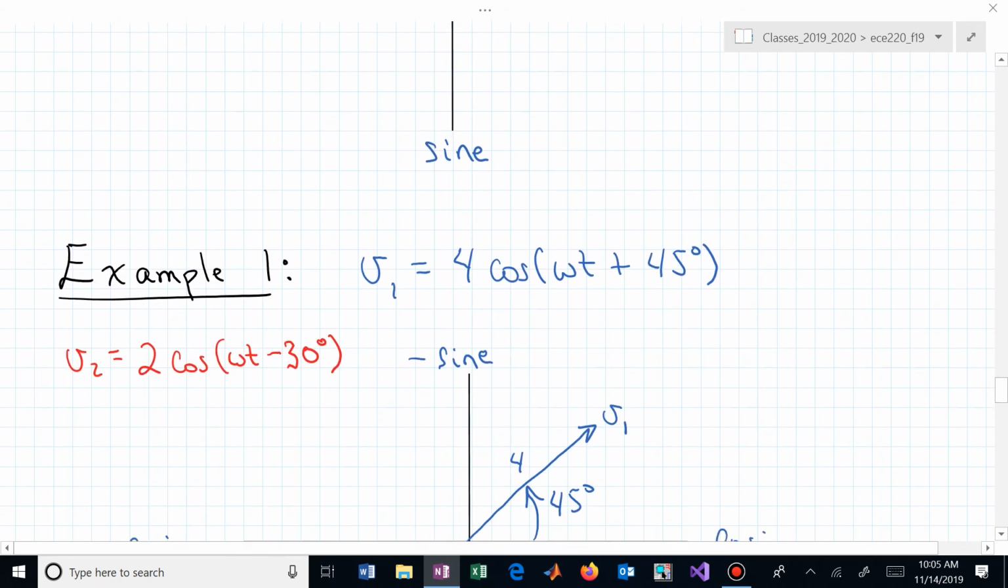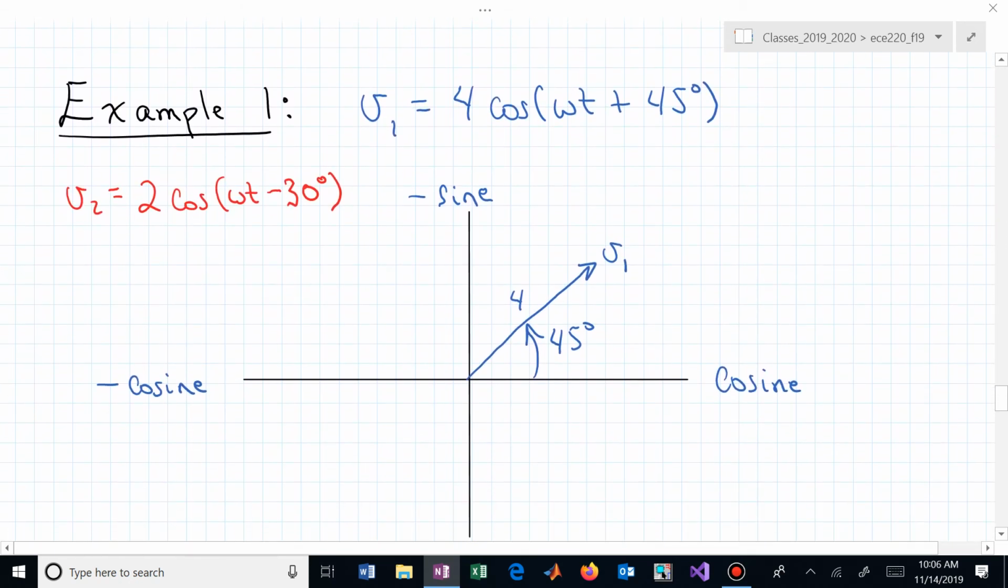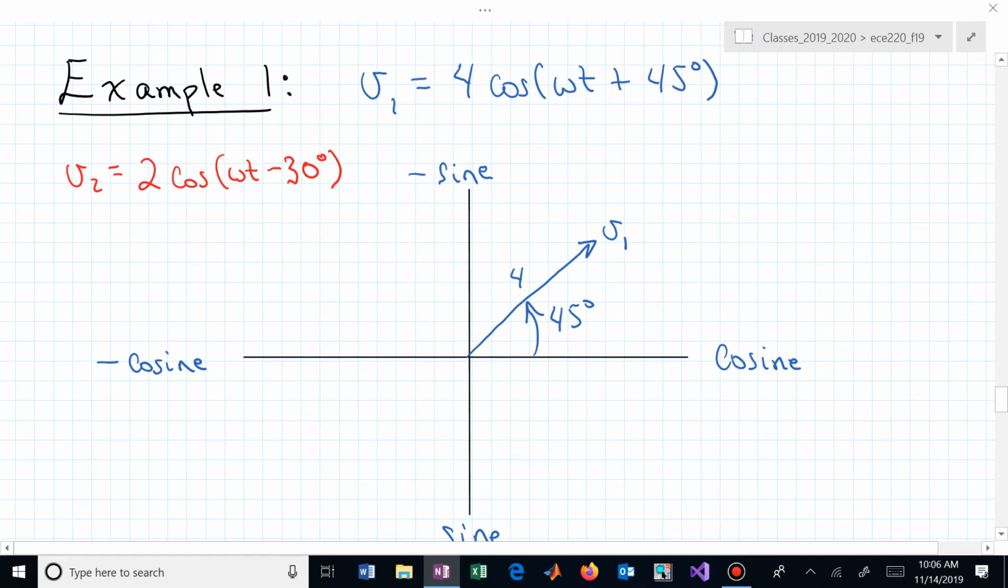Here's an illustration of that. Example 1. Here I have sketched V1 of t is 4 cosine omega t plus 45 degrees. And on this graphical tool, where is omega?